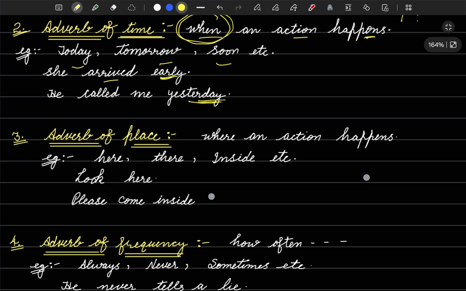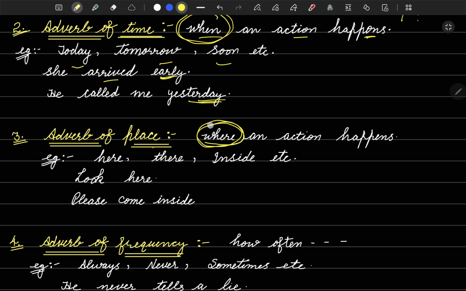Number third is adverb of place. Place means where an action happens. Okay, so it shows where an action happens. For example, here, there, inside, outside, upstairs, downstairs. For example, look here, please come inside.